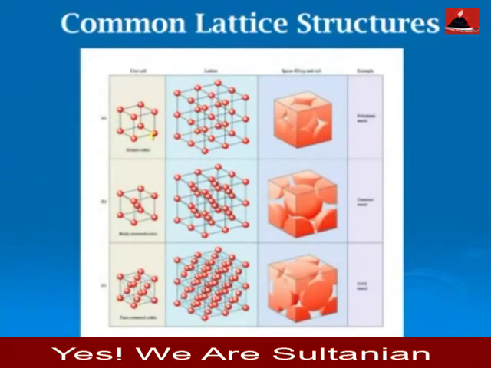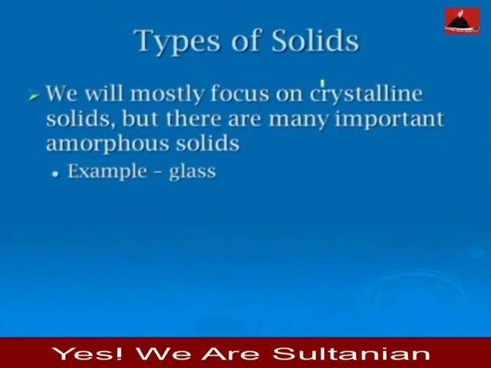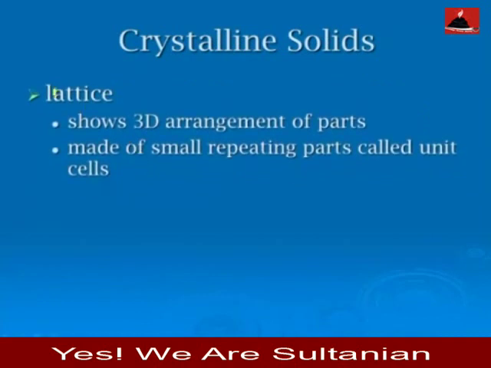This is just some examples of some common lattice structures. We're not going to get too specific, but there are all these different geometric patterns which ultimately minimize the energy. You have simple cubic, body-centered, face-centered, but this terminology we're not going to get into today. We're going to mostly focus on crystalline. There are some pretty important amorphous solids as well. Glass is one of them. They have this irregular formation and kind of don't follow all the rules, but they're out there, but we're going to focus on the crystallines.